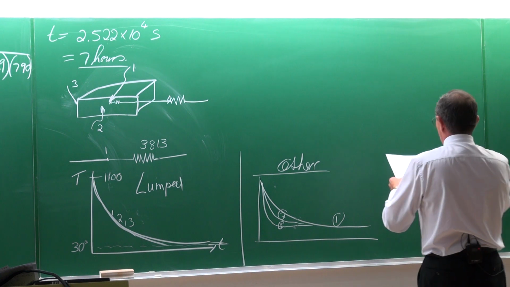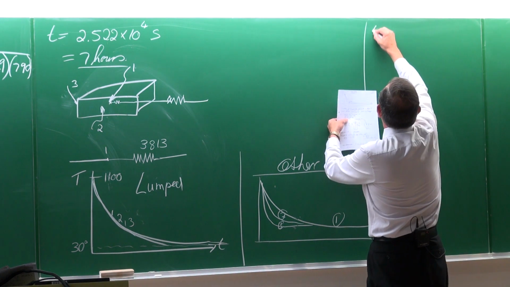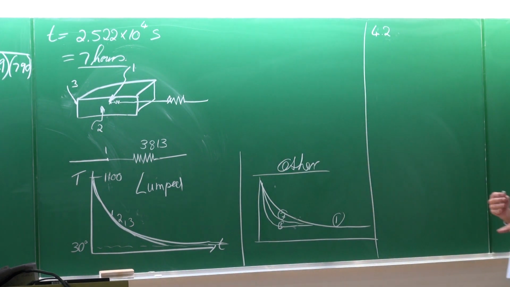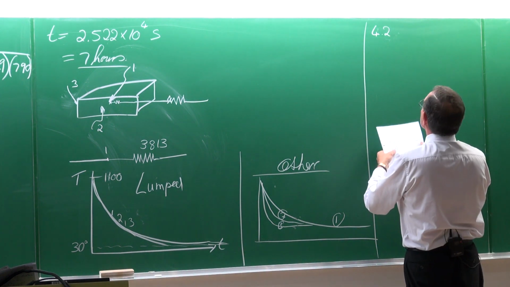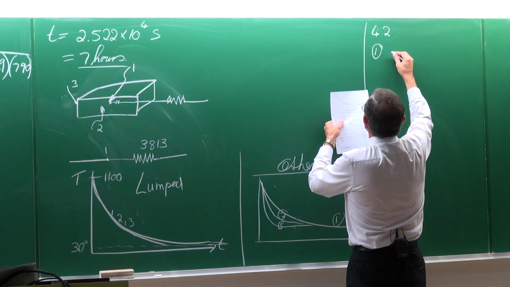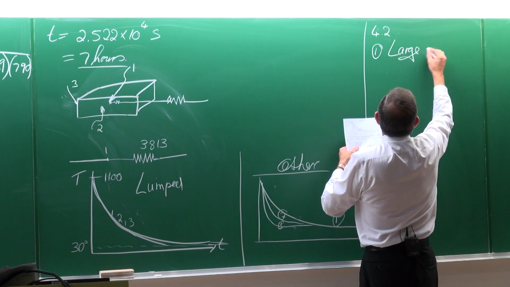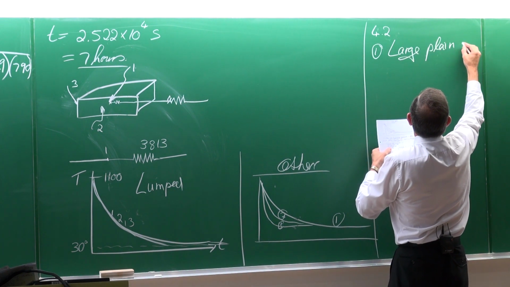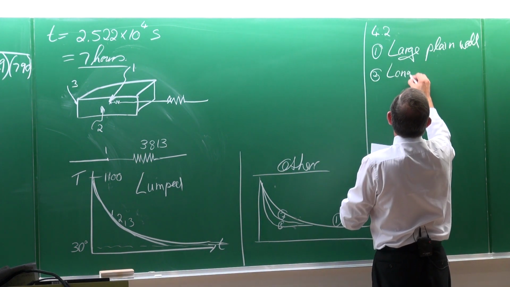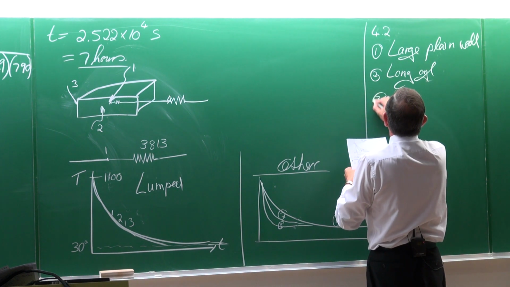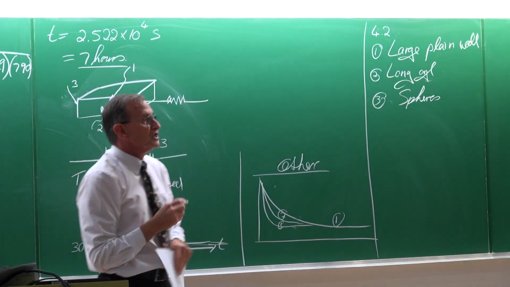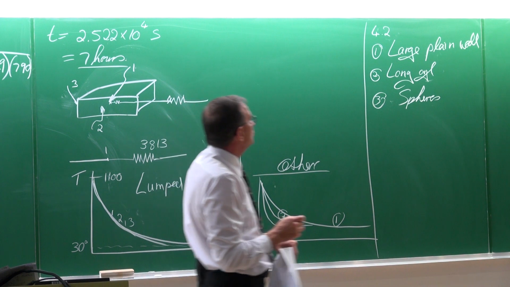Let's continue with paragraph 4.2. Paragraph 4.2 is where we put all this easy work behind us and start getting some better solutions. In paragraph 4.2, it has to do with, firstly, the large plane wall, second, long cylinders, and third, spheres. So those will be the 3 different geometries that are considered in paragraph 4.2.